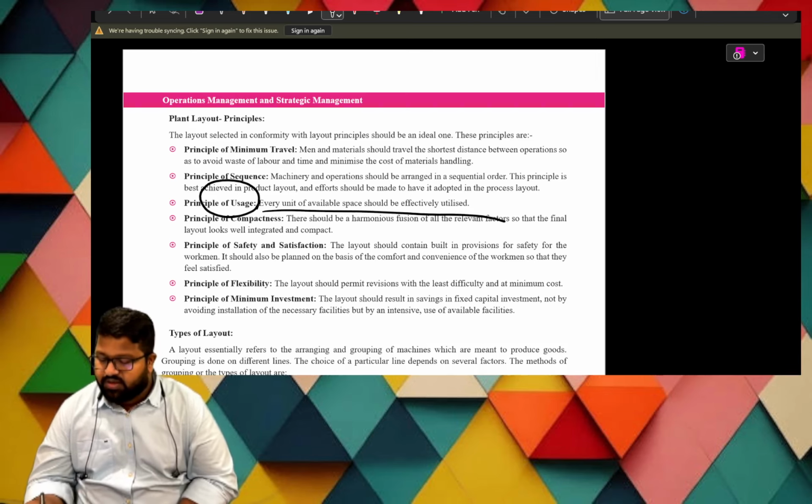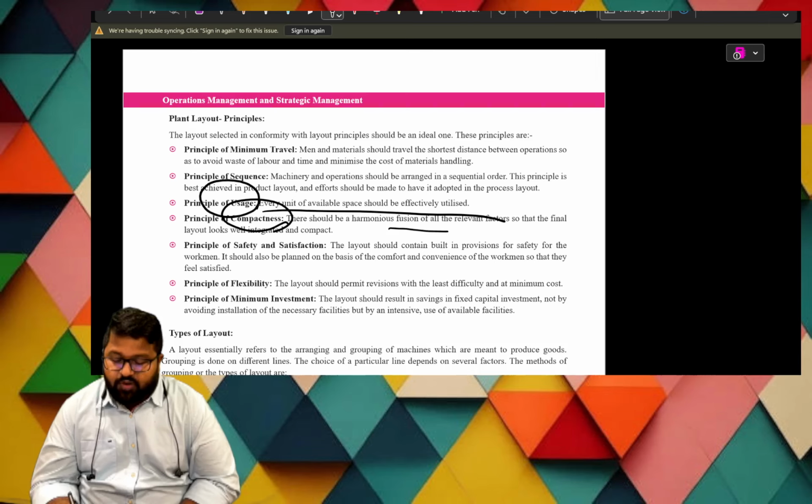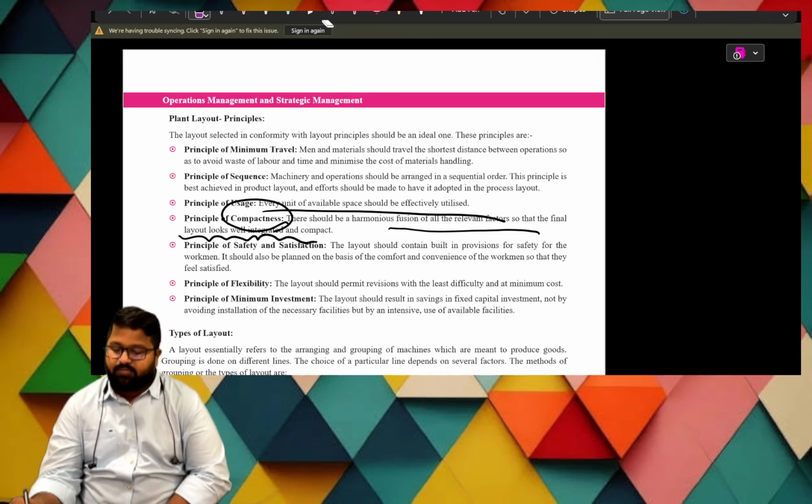Next, principle of compactness. What is this? Harmonious fusion of all the relevant factors so that the final layout will be integrated and compact. That is an important area.